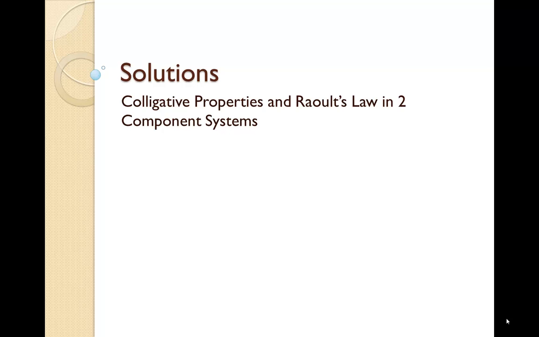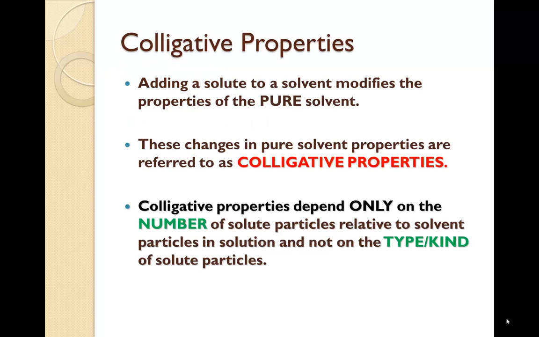In this tutorial, we will be discussing Raoult's law in two-component systems. Adding a solute to a solvent modifies the properties of the pure solvent. These changes in pure solvent properties are referred to as colligative properties. Colligative properties depend only on the number of solute particles relative to the solvent particles in the solution, not the type or kind of solute particles.